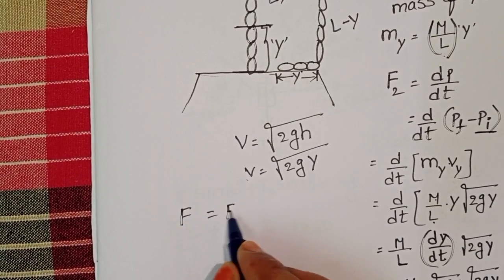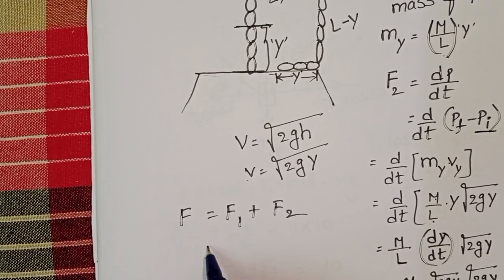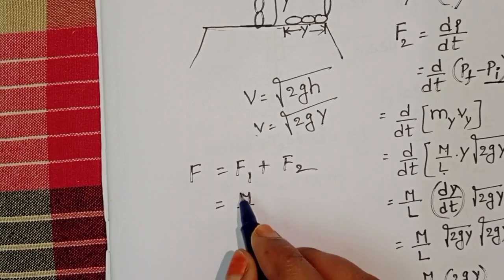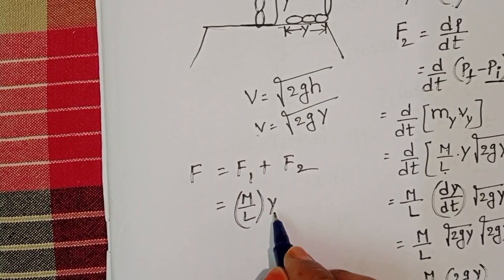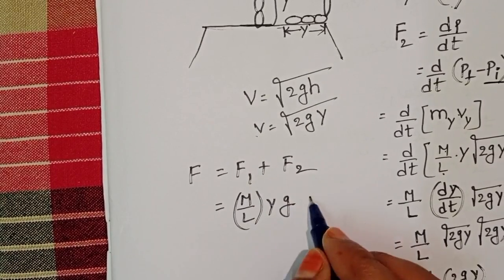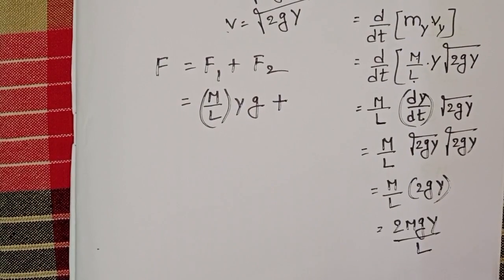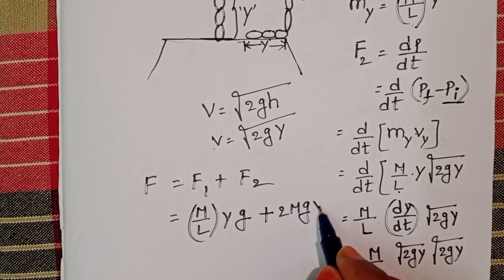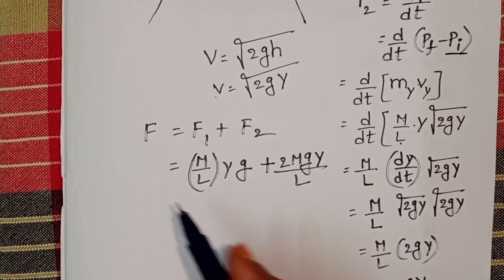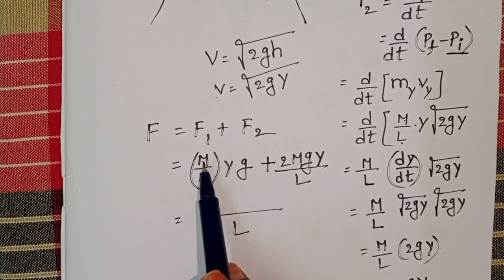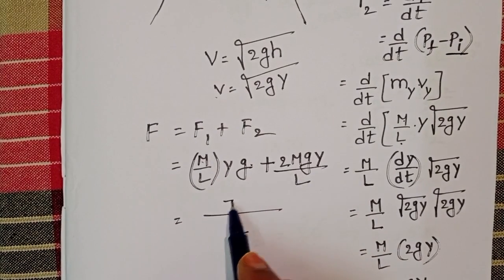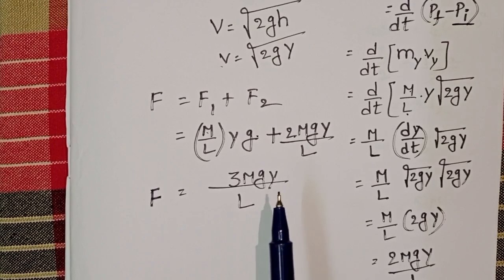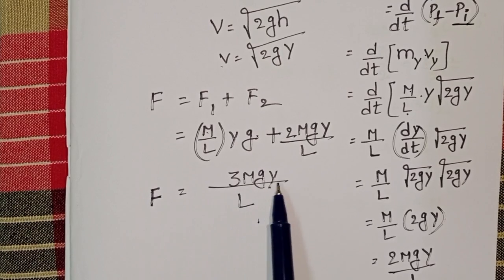Now take the total force exerted by the Y part of the chain on the table. F equals F1 plus F2. F1 is equal to the weight of the chain, M by L into Y, that is mass of the chain into acceleration due to gravity, plus F2 is equal to 2Mgy by L. Taking LCM as L, Mgy plus 2Mgy equals 3Mgy. The force exerted by the Y part of the chain on the table is 3Mgy by L.